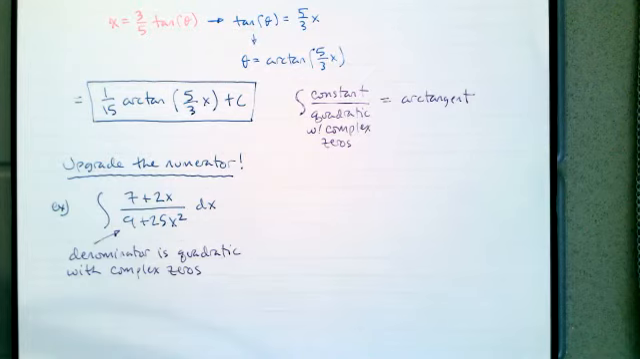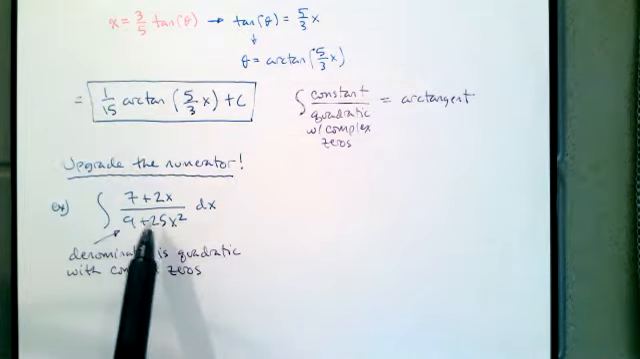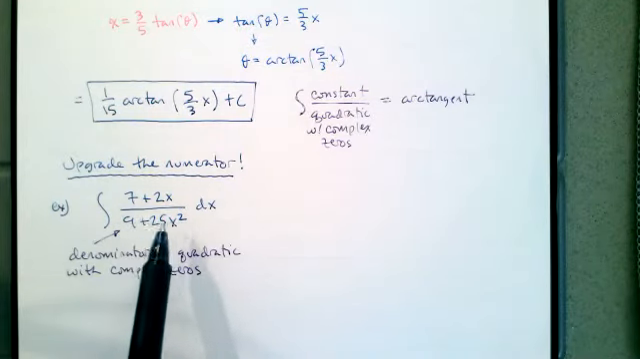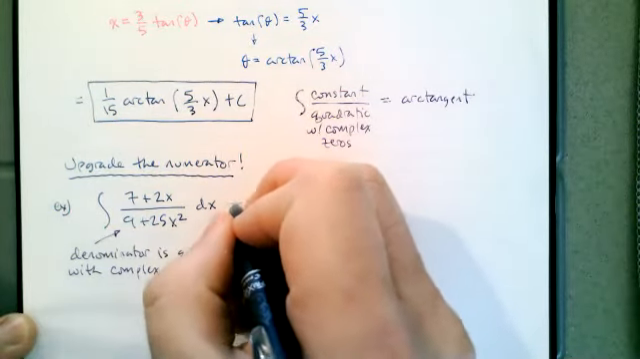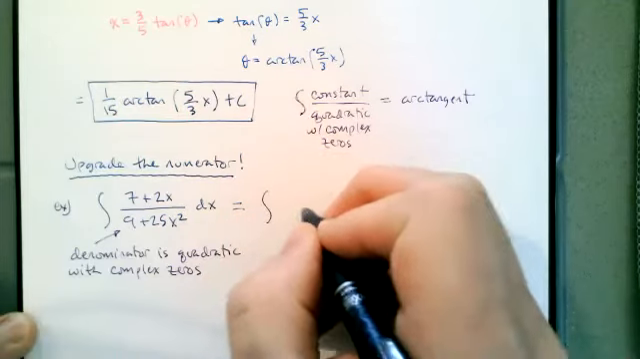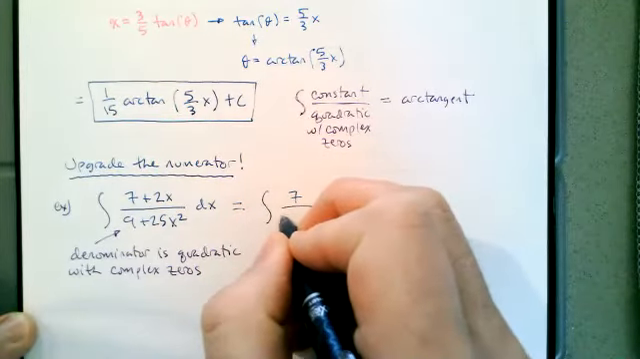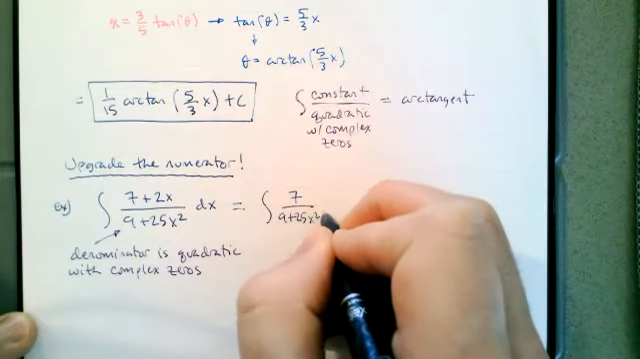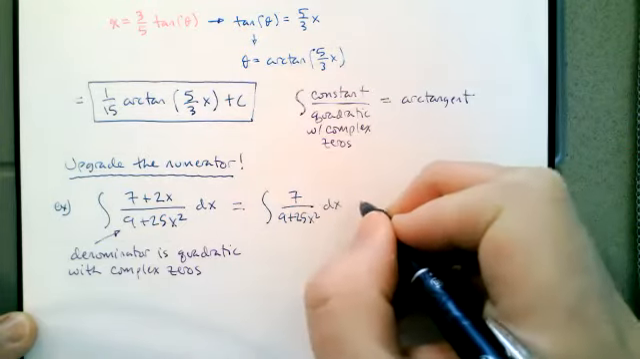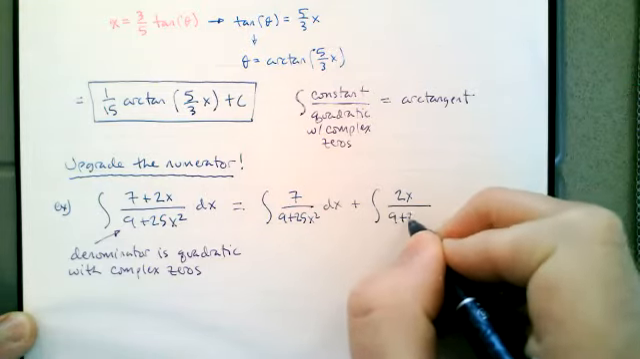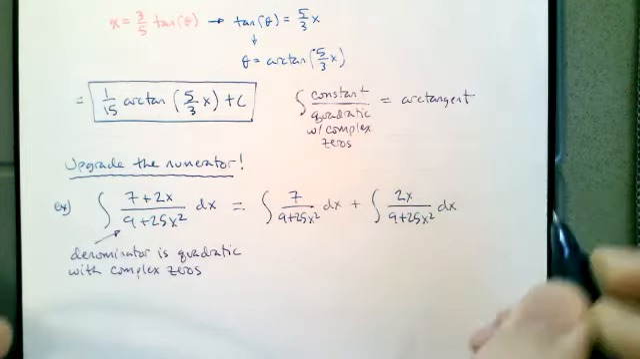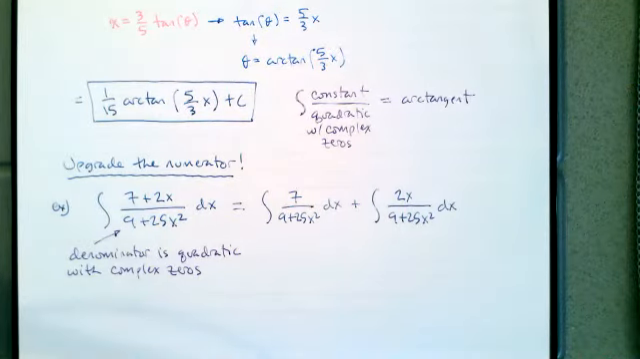So we're going to start off with just a little bit of algebra. We're going to use the distributive property. We're going to distribute to the two terms in the numerator the 9 plus 25x squared in the denominator. So we're going to start by making two integrals. I'm going to have an integral of 7 over 9 plus 25x squared dx, and then I'm also going to have an integral of 2x over 9 plus 25x squared dx. We're using the distributive property to write two integrals.